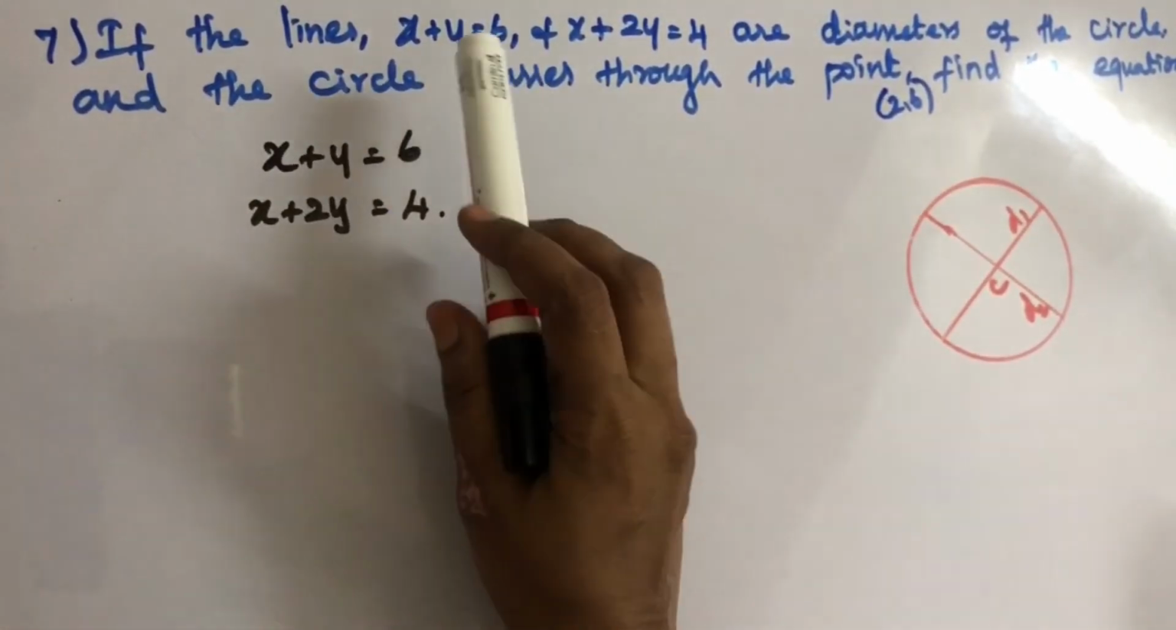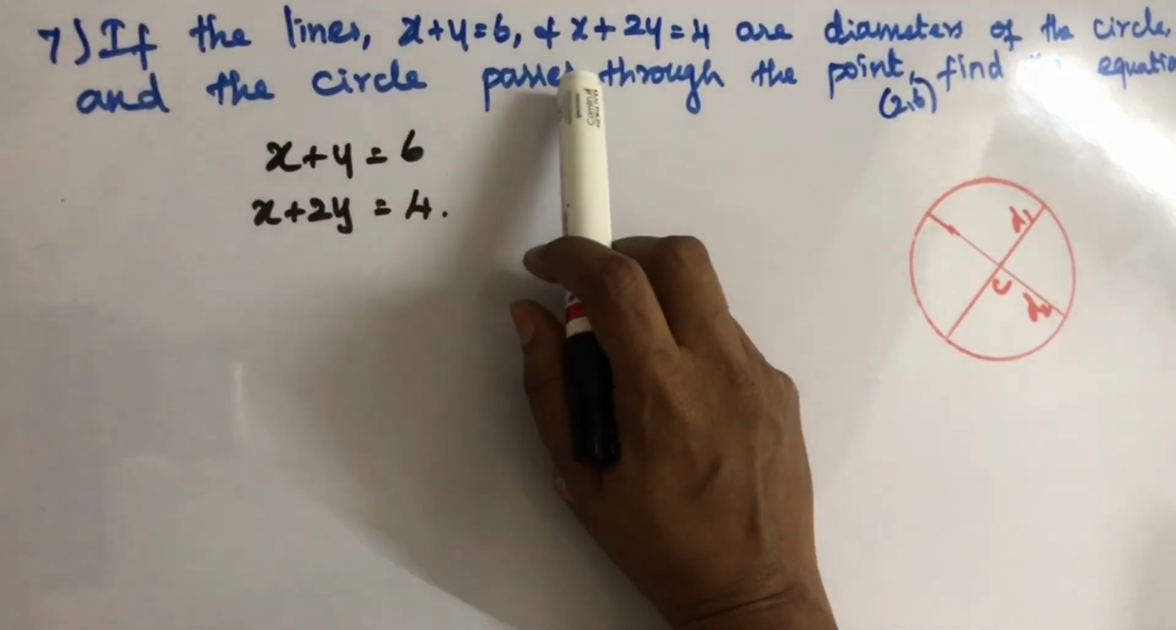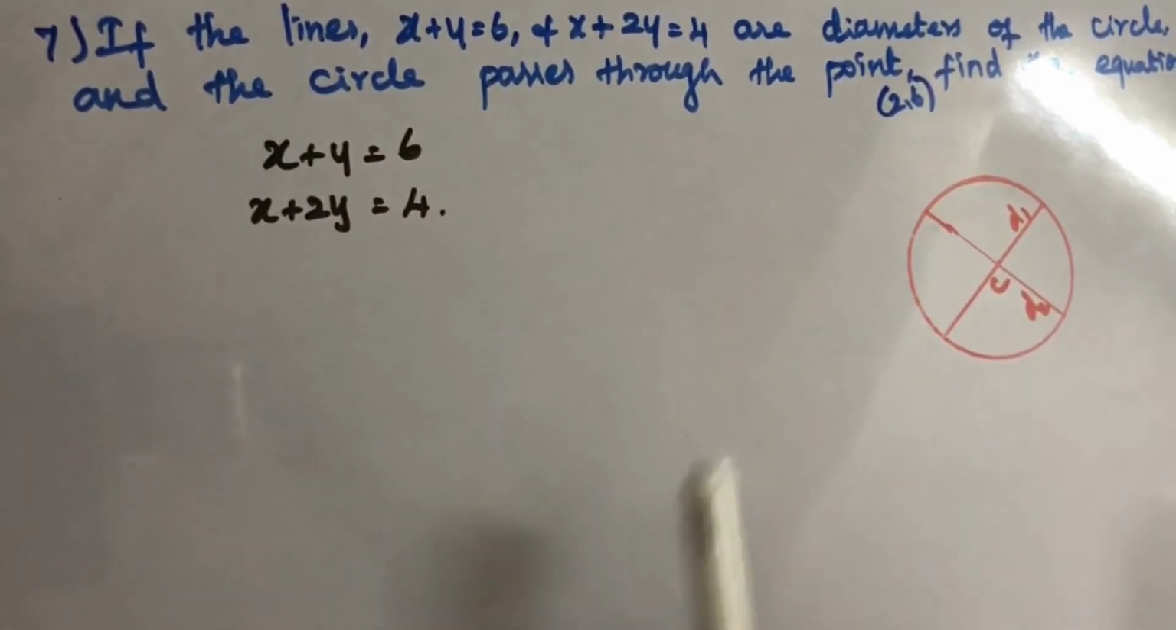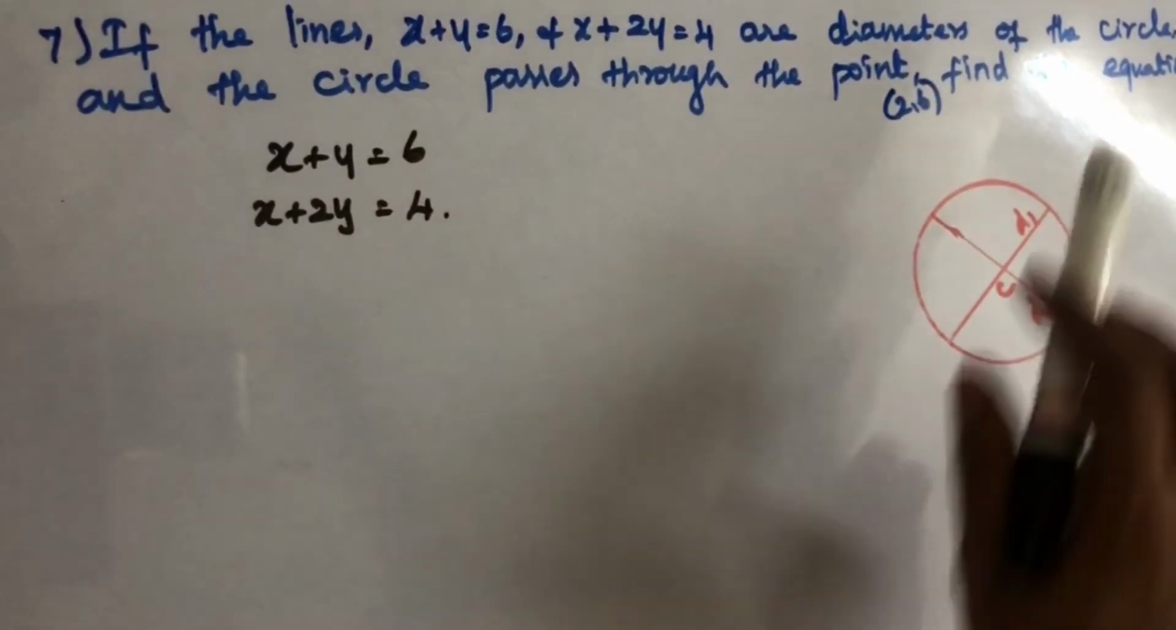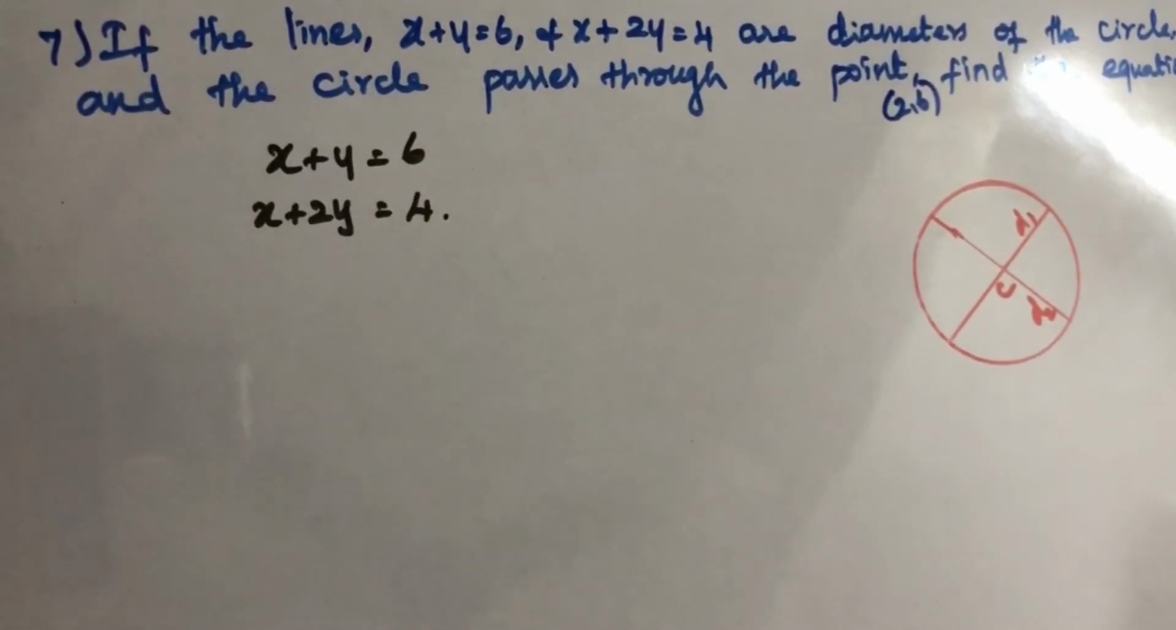That is our equation of the circle. If the lines x plus y equal to 6 and x plus 2y equal to 4 are diameters of the circle and the circle passes through the point 2, 6, find the equation of the circle.